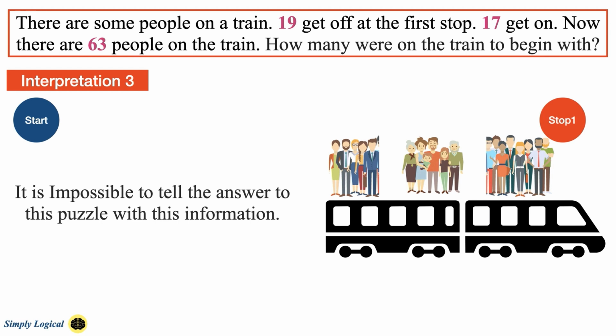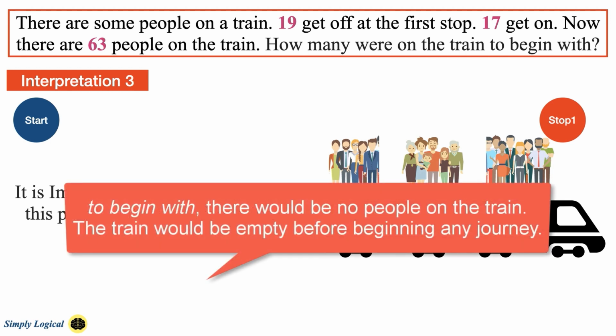it would be 65 people on the train when it pulled into the first stop. However, to begin with, there would be no people on the train. The train would be empty before beginning any journey. This puzzle can have many interpretations like this. Do share your answer in the comment section. What is most important in these kinds of puzzles is to think out of the box. This puzzle can have more than one correct answer, thus the expectation is the correct approach opted to solve this puzzle.